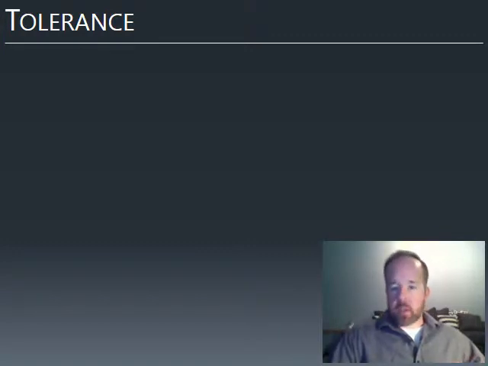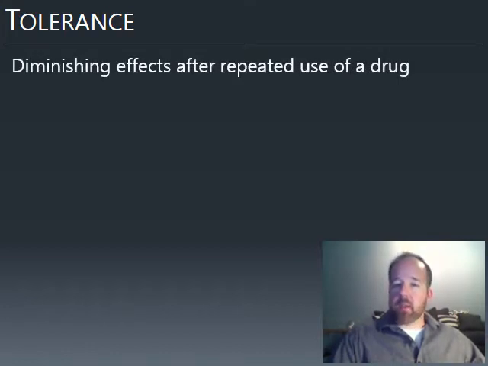Okay, so tolerance. Now, once a drug has been absorbed in the bloodstream, taken up by the body and the brain, and then broken down, what about long-term effects? What about repeated usage? Well, one of the effects of repeated usage is what's called tolerance. And that just means the diminishing effect of a drug after you keep on using it. So if you keep the amount constant, the dosage, it'll have less and less of an effect. Or another way of saying that is, to get the same effect, you have to keep taking more and more of the drug, an increasing dosage.